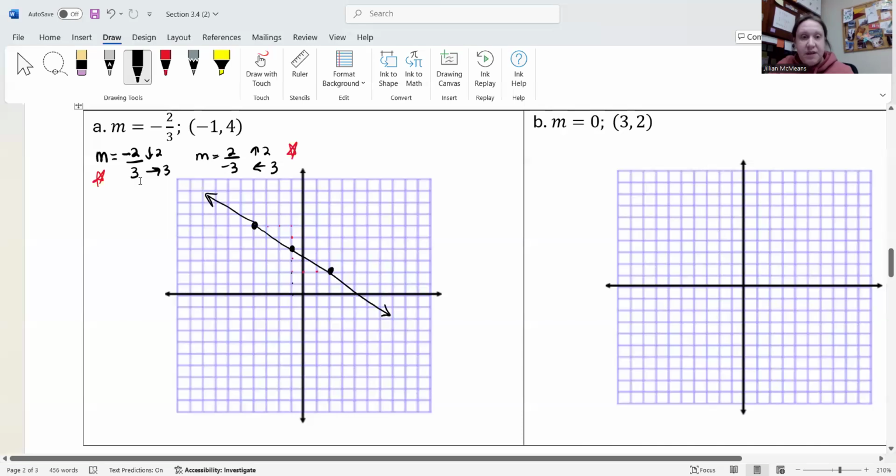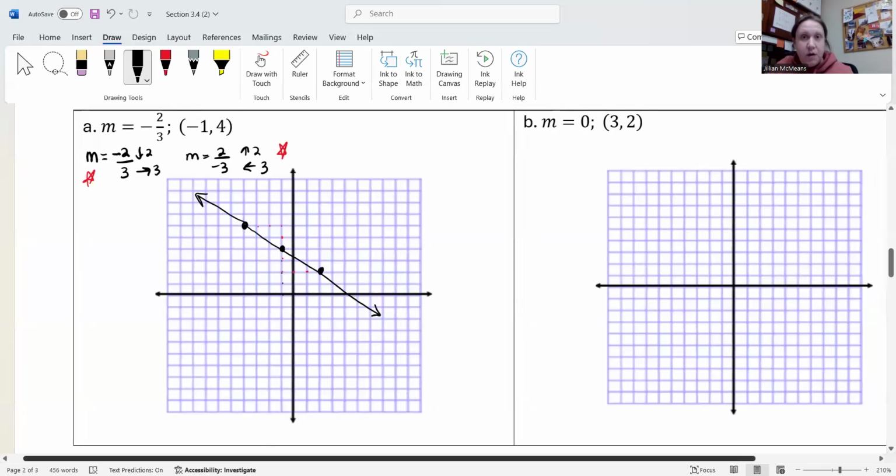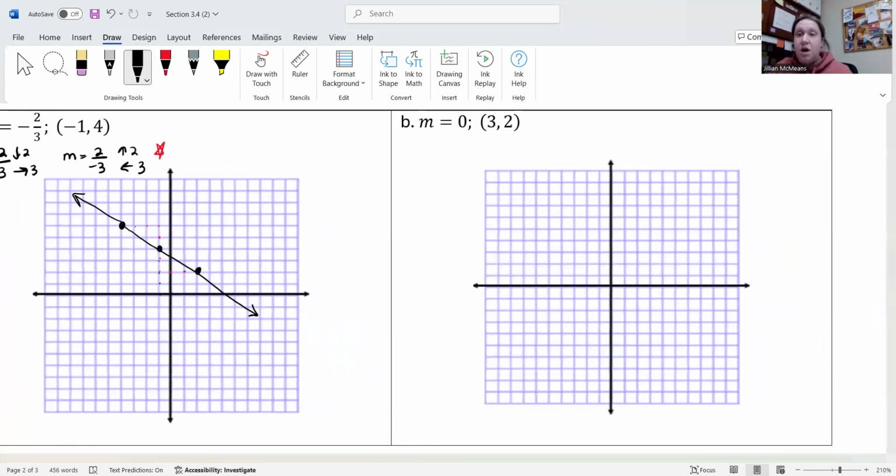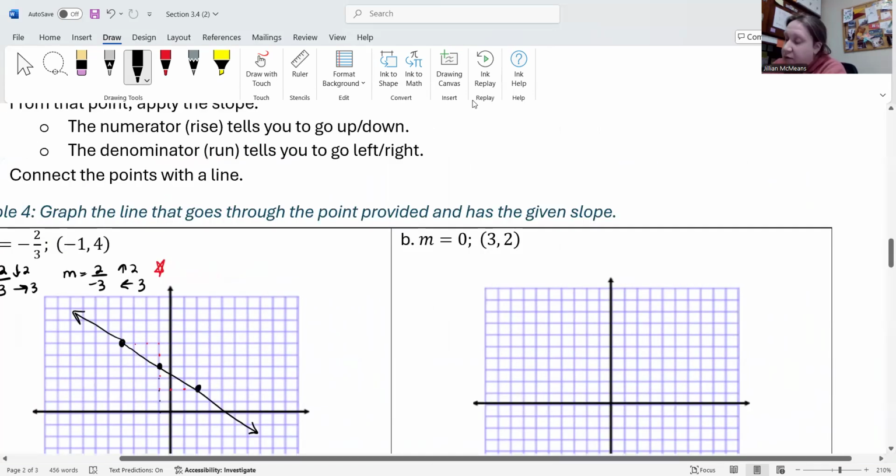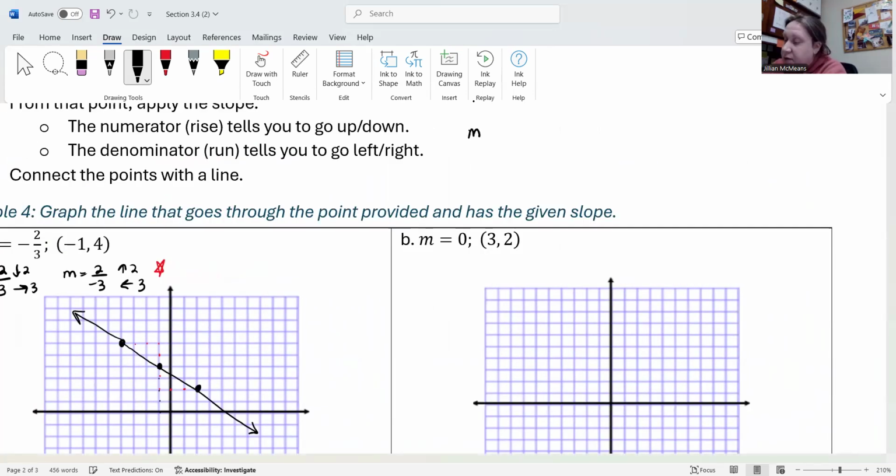Okay, now for the second example, it is a special one. So you have to kind of go back to when we first talked about slope. We could have a positive slope. That meant the line was going uphill. We could have a negative slope. That meant the line was going downhill. We could have an undefined slope. And then we could have a zero slope. And those were our two special occasions.